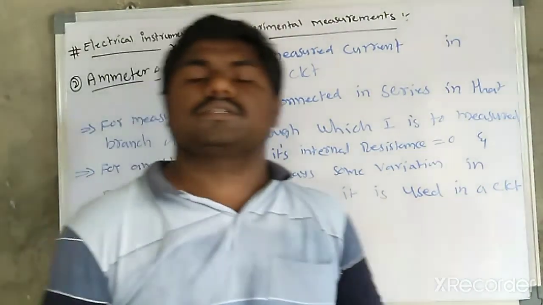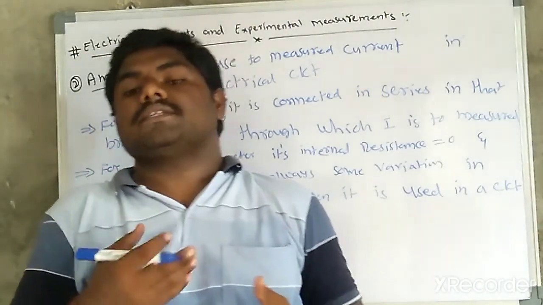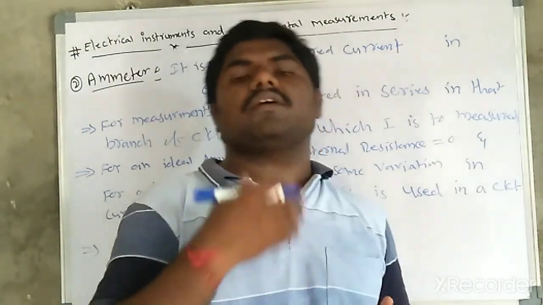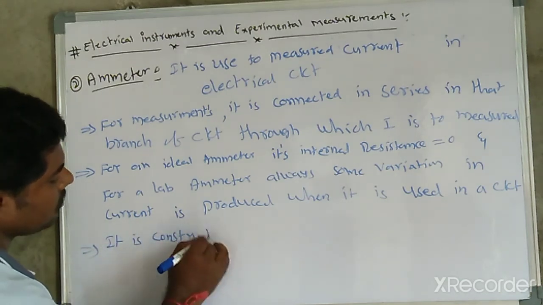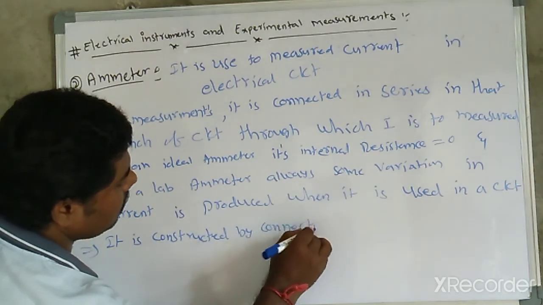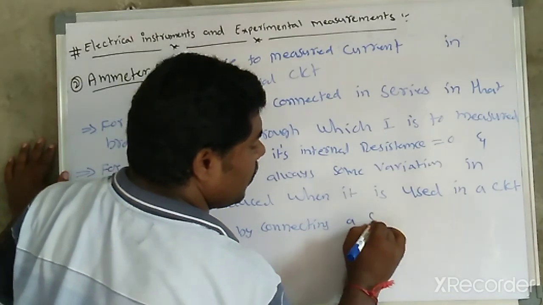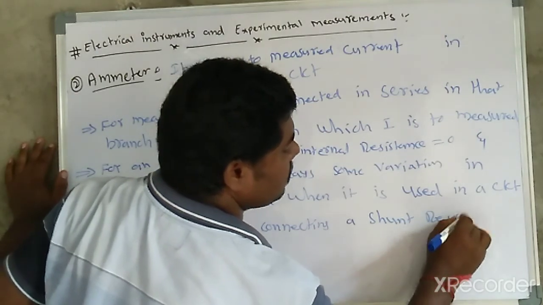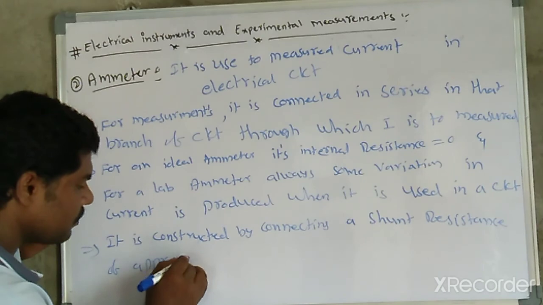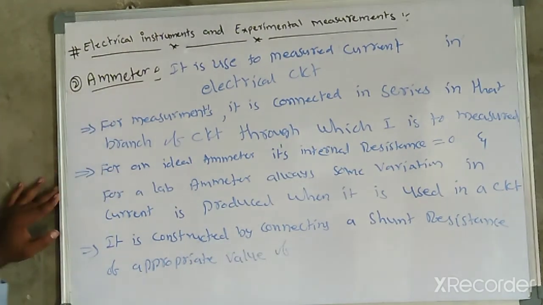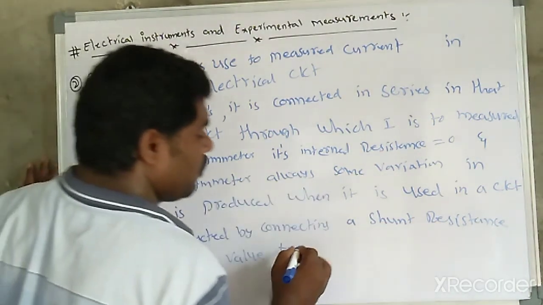Now the third point, how to construct. It is constructed by connecting a shunt resistance of appropriate value to a given galvanometer.